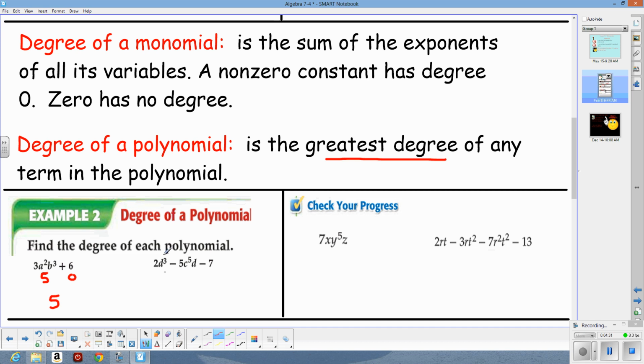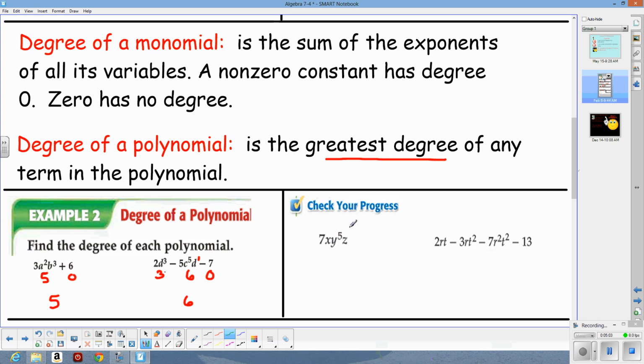In the next example, this monomial right here would have degree 3. This one, don't forget this d is to the first power, so this one would have 5 plus 1. This is degree 6. And this is degree 0. So the degree of the polynomial is 6 because this is the greatest. Now you may want to pause the video and try the next two on your own.